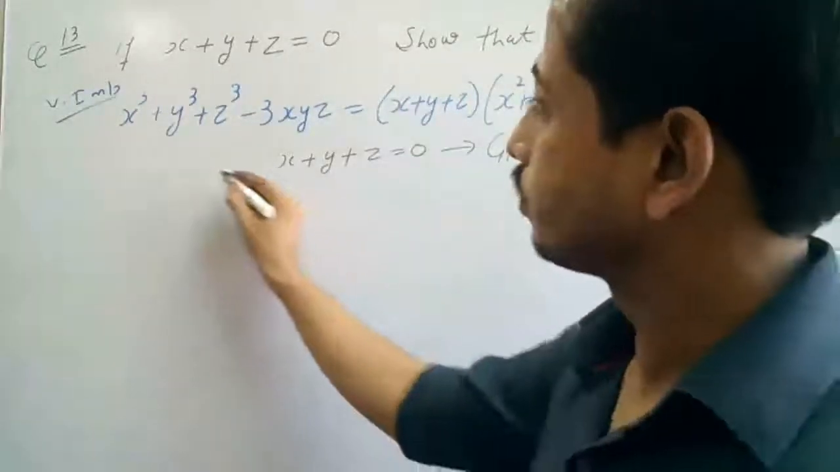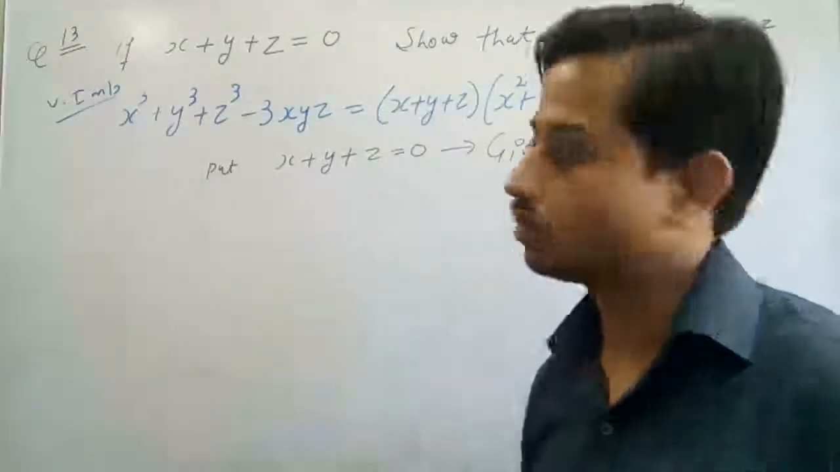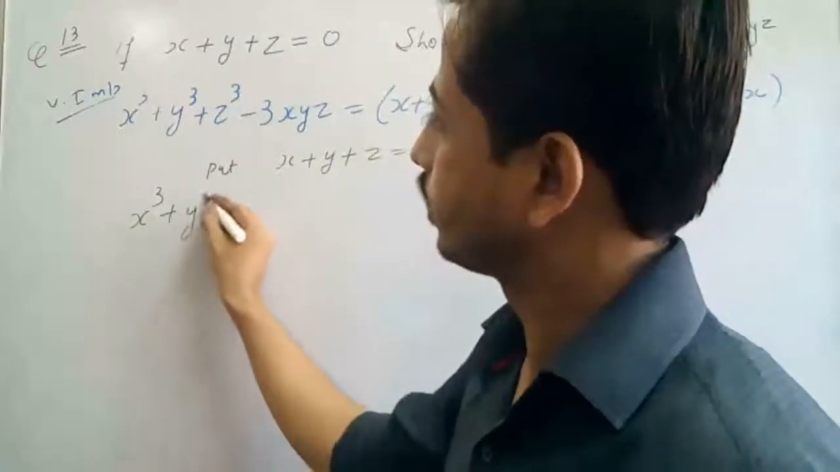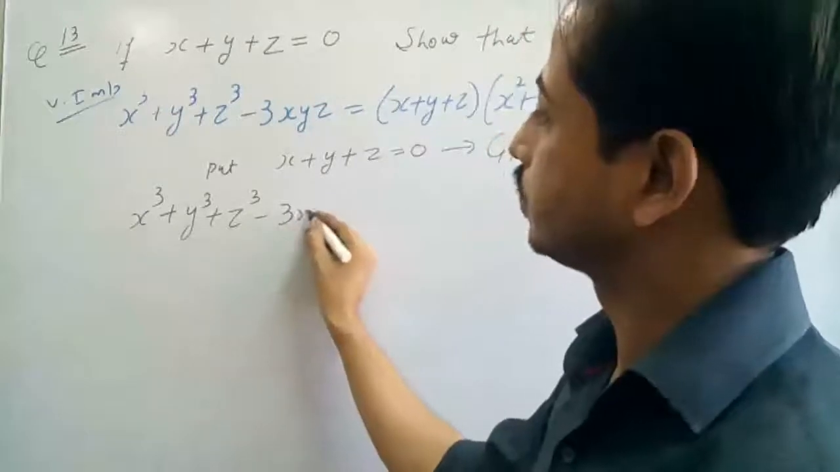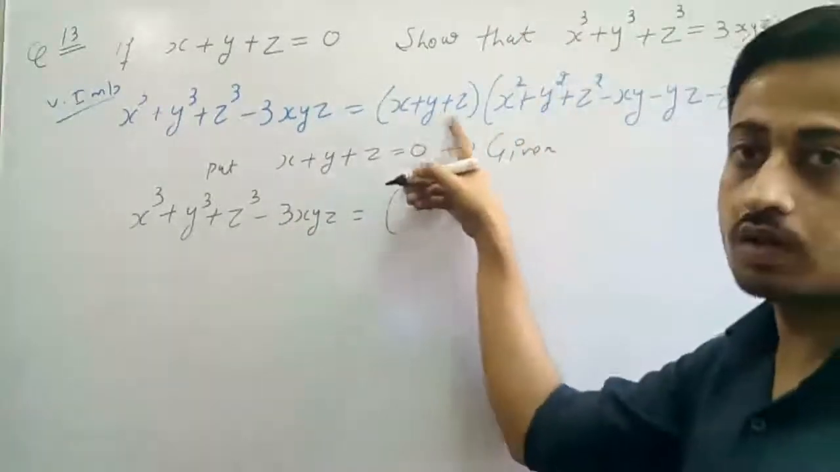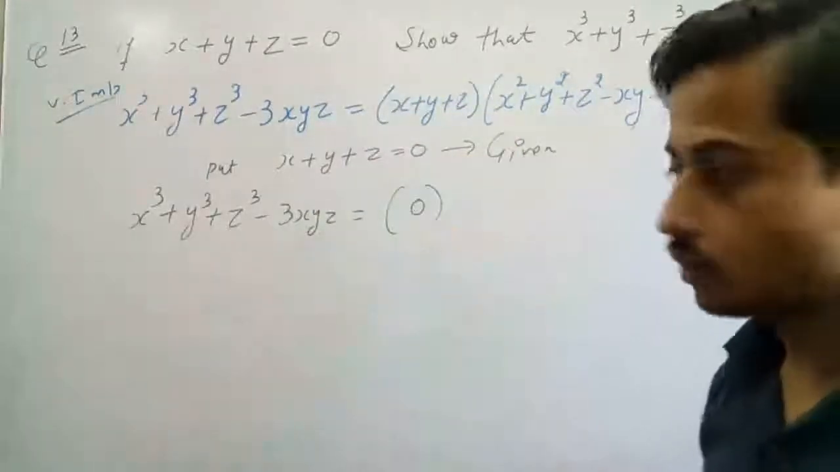So I am going to put x plus y plus z is equal to 0. Now what we will get? x cube plus y cube plus z cube minus 3 into x into y into z is equal to x plus y plus z, which is equal to 0. So I am writing here as 0.